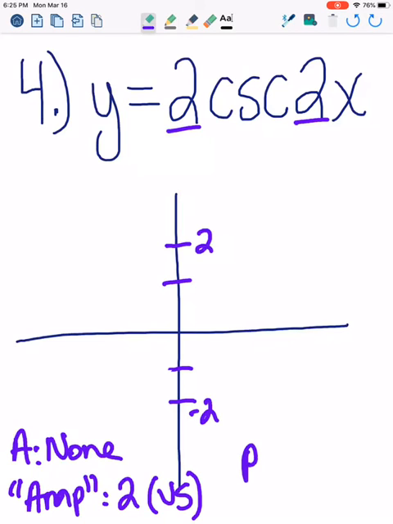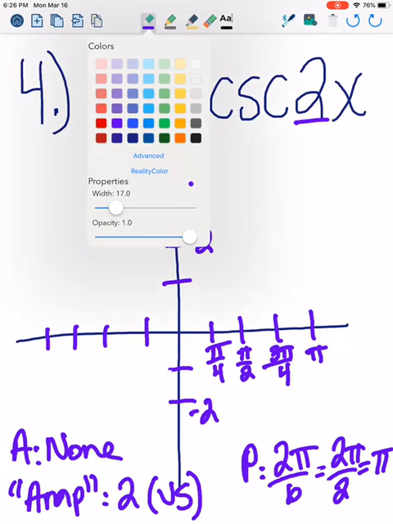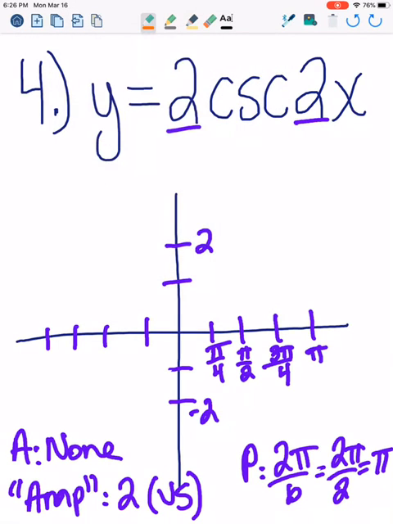Okay, now our period is going to be 2 pi over b, which is 2 pi over 2, which equals just pi. So that means our 4th tick mark is pi. Okay, and so then we'll go divide that by 4, it's just pi over 4. Divide it by 2, it's just pi over 2, and then times the first one by 3. All right, we don't have a reflection. Yay, that makes it a little easier. So now let's see if we can graph it.